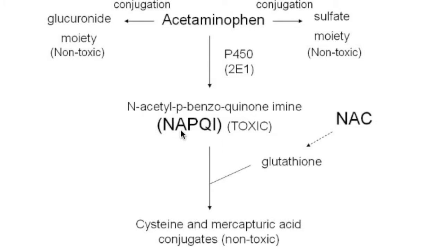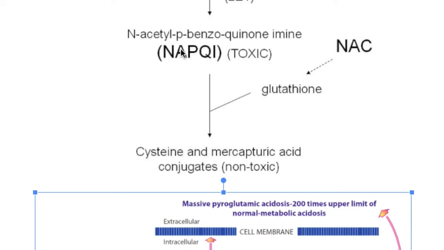NAPQI, if in excess... Normally only 10% of the acetaminophen dose is converted to NAPQI, which is toxic and is easily removed by glutathione, which converts the toxic NAPQI to cysteine and mercapturic acid conjugates, which are non-toxic.